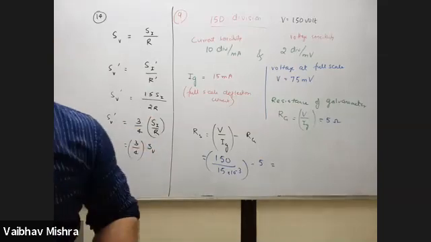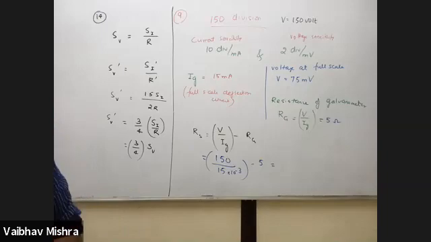Voltage sensitivity becomes 3 by 4. So what is the answer? Decreased by a factor of 1/4. It has decreased by 1/4 times. S becomes 3 by 4 times SV.